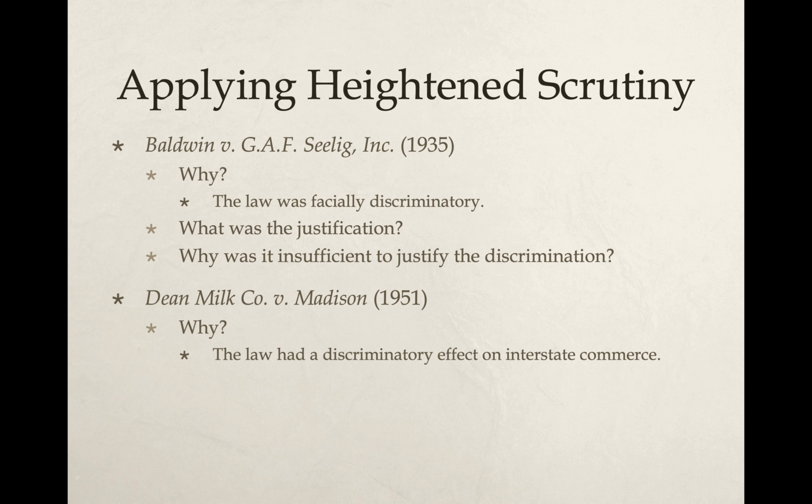So what did the ordinance do? The ordinance required that any milk sold within the city limits be processed within 5 miles of the city. The pasteurization process had to take place within 5 miles of the city, and the suppliers of the milk, the farms, had to be within 25 miles of the city.